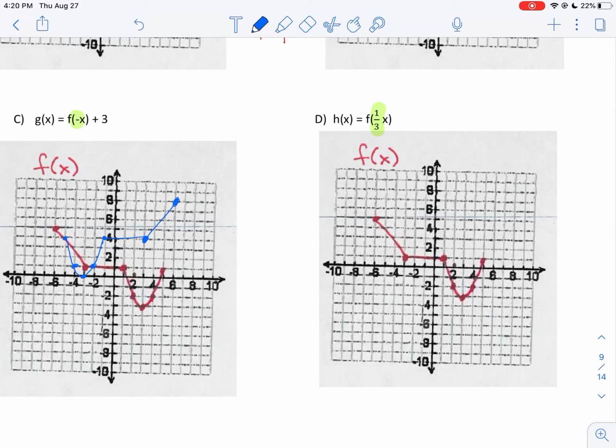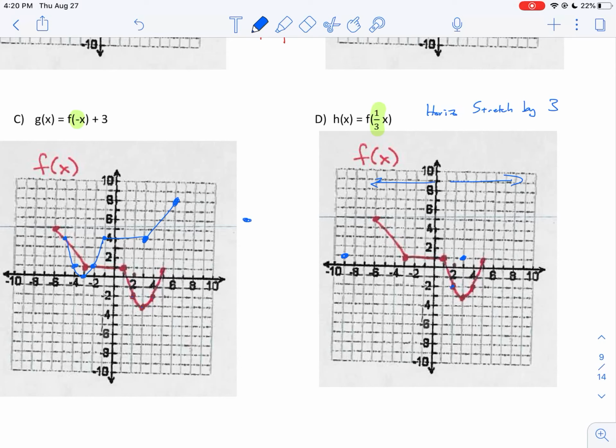1/3 on the inside. What's that going to do? Horizontal. You might be tempted to say shrink, but it's a horizontal stretch by a factor of 3. So everything's going to be 3 times farther from the y-axis. So instead of being at negative 6, this is going to be at negative 18, which is going to be like way out here. Instead of being at negative 3, it's now going to be at negative 9. Instead of being at 1, it'll be 3 times farther at 3.